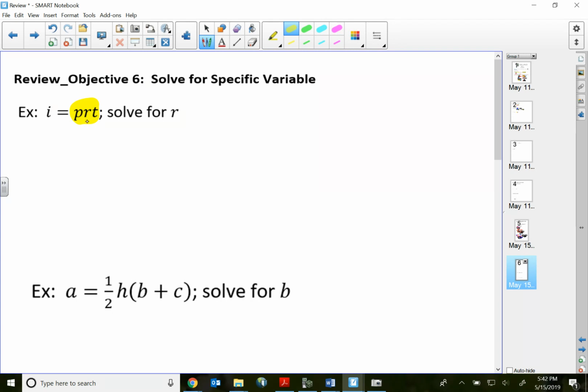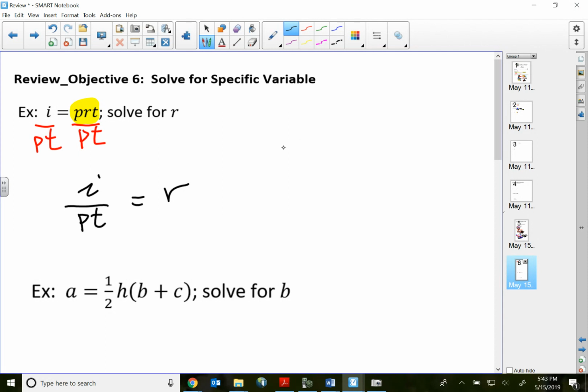Therefore, my coefficients have to be P and T. Remember, coefficients are factors inside the variable term other than the variable itself. So if R is the variable, then P and T are the coefficients. There are really no terms to move because I only have two terms. So the only thing I can do is divide both sides by the coefficient, which is PT. So my answer: R is equal to I over PT. That's all there is to it.